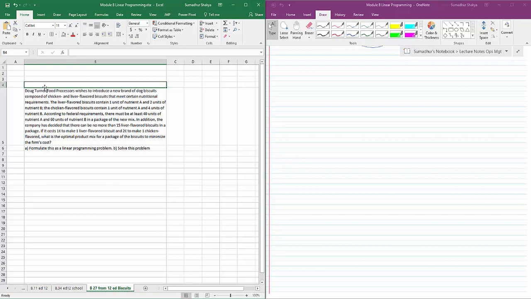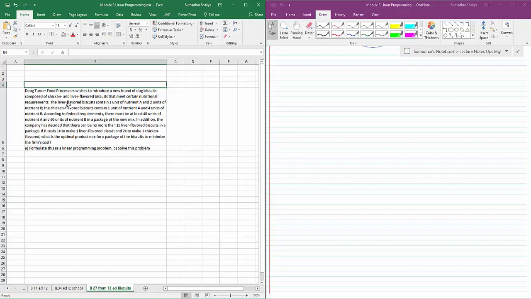This time we are going to try to solve a minimization problem for Module B of Linear Programming from the 12th edition of Operations Management by Jay Heizer and Munson. This would be problem number 27.